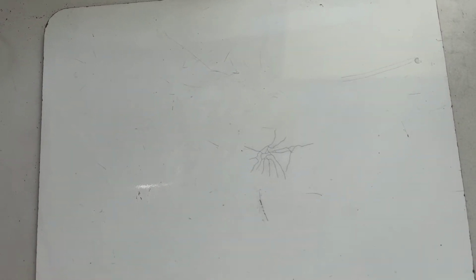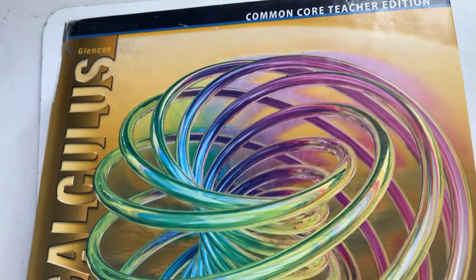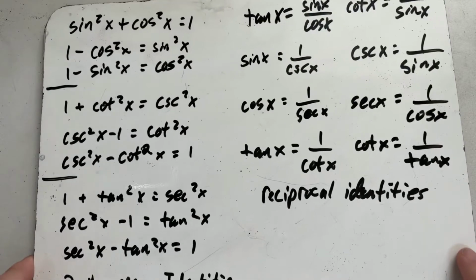All right, we're here, part 2. We are going out of this book right here, Pre-Calculus Common Core by Glencoe, McGraw-Hill. Common Core, the best. It's not. You're going to be needing these for today.